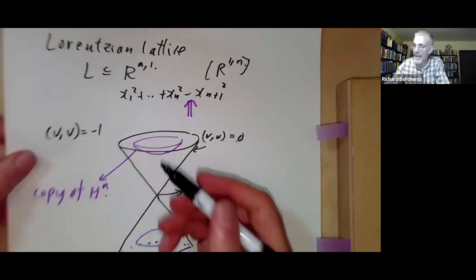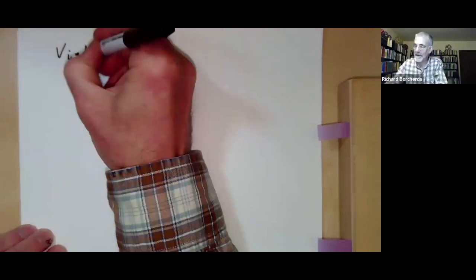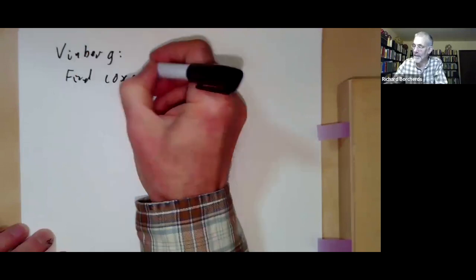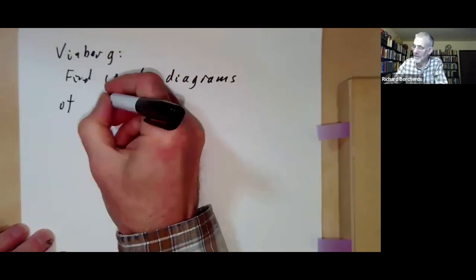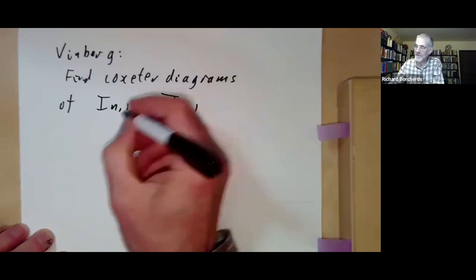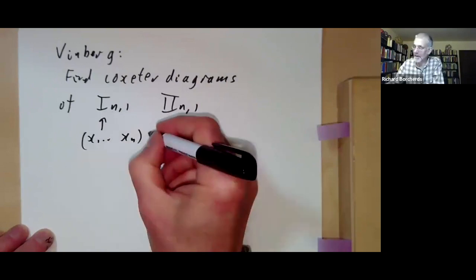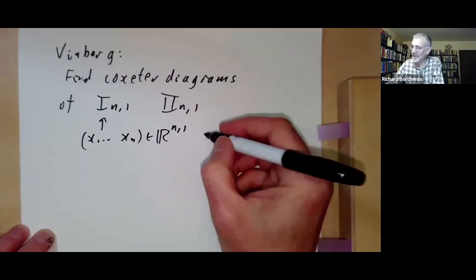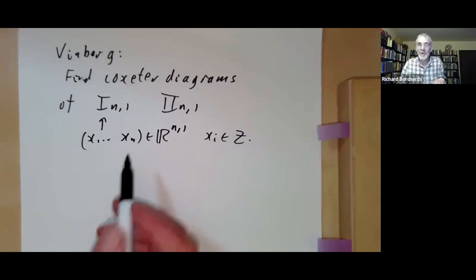This gives you a big supply of hyperbolic reflection groups. And the question Vinberg looked at first was to find the Coxeter diagrams of this lattice here, or possibly this lattice here. So what is this? Well, this is just points x1 to x_{n+1} in Lorentzian space with all the xi integers. So it's the simplest possibility you could have.